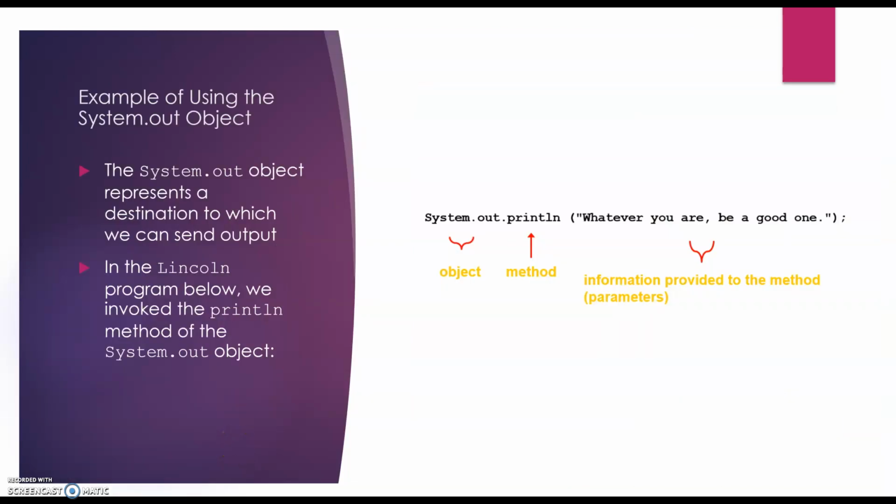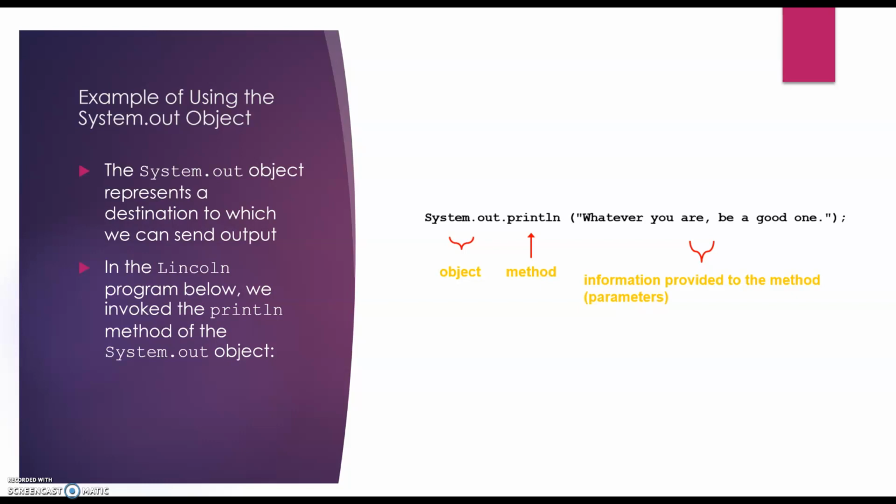Here's an example using the System.out object that we've already worked with a little bit. The System.out object represents a destination to which we can send output. In the Lincoln program that we see over here on the side, we invoke the println method of the System.out object. Within that statement, System is a class in the java.lang package. Out is a static member of the System class and is an instance of java.io.PrintStream. println is a method of the java.io.PrintStream.